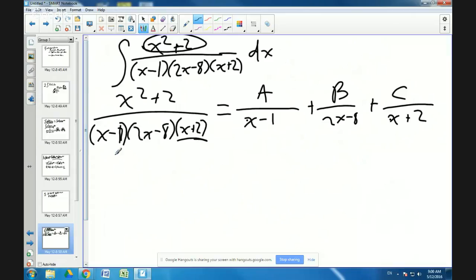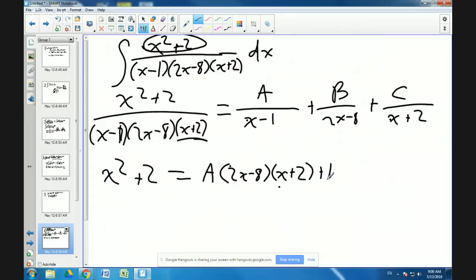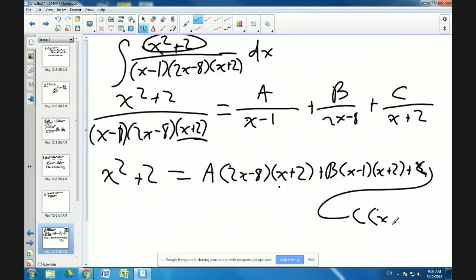And then we multiply everything by what's on the bottom. And what that breaks down into is x squared plus 2 equals a times (2x minus 8) times (x plus 2), plus b by (x minus 1) by the (x plus 2), plus c by (x minus 1) by (2x minus 8).